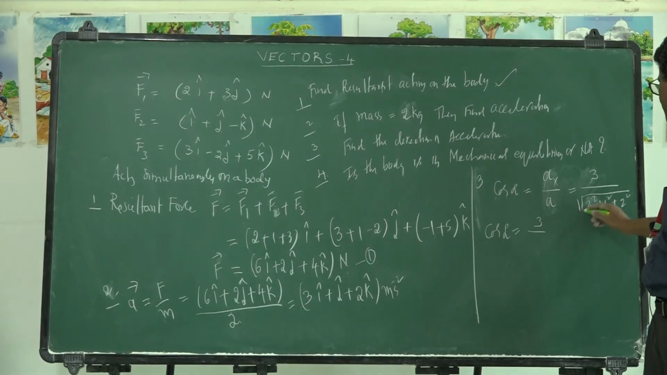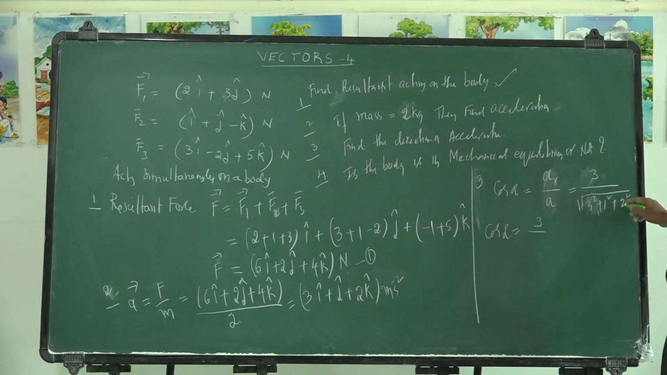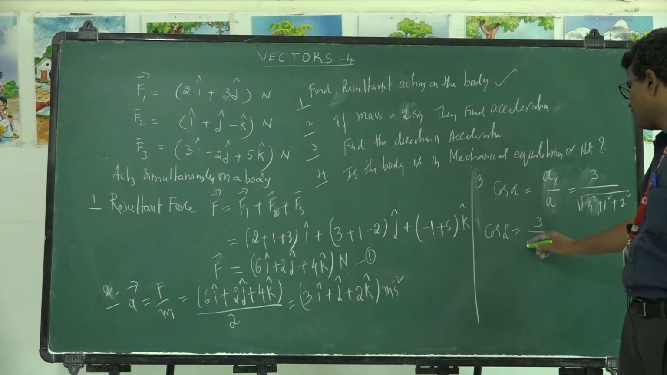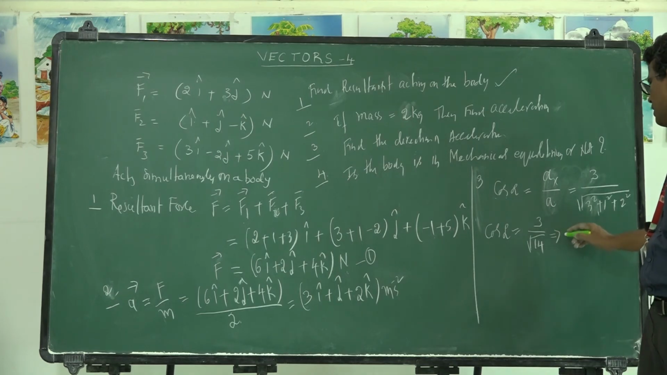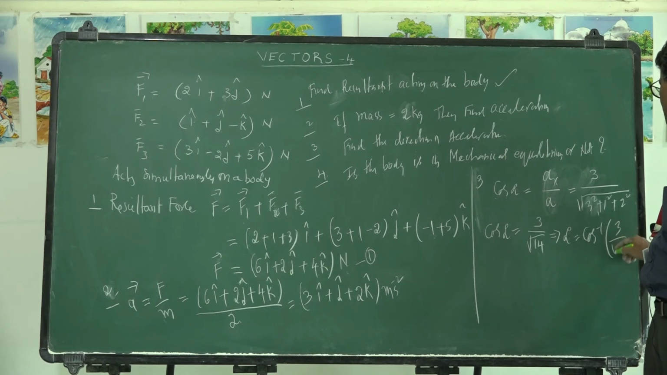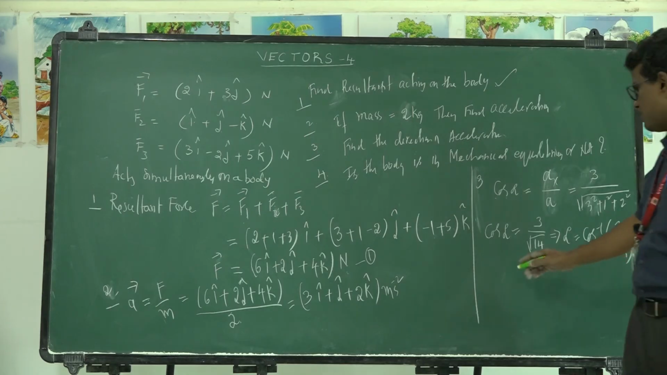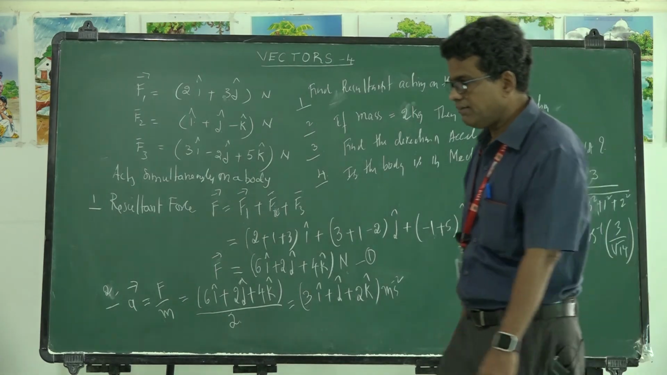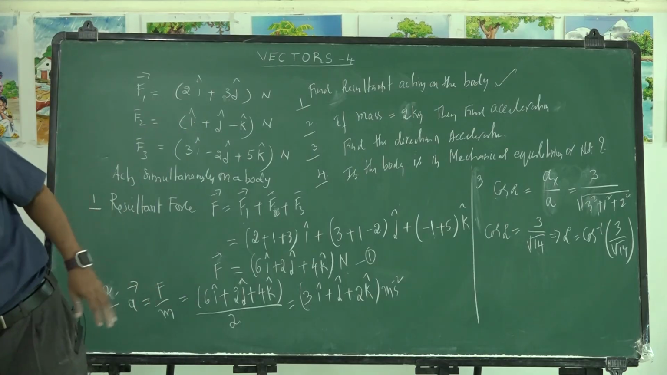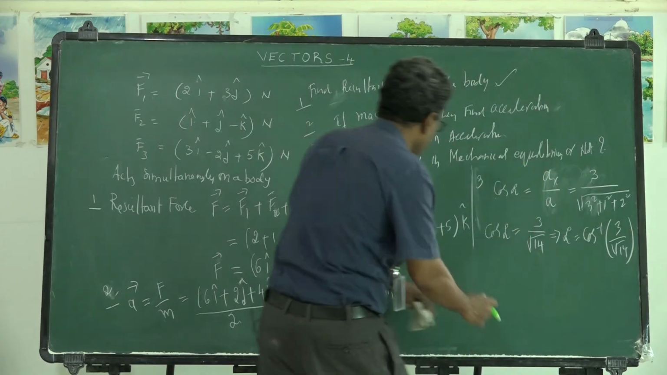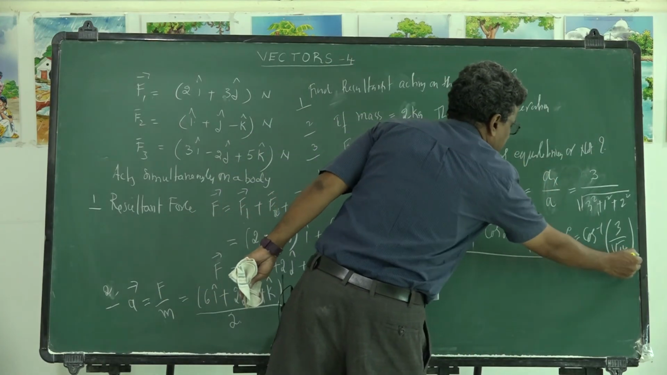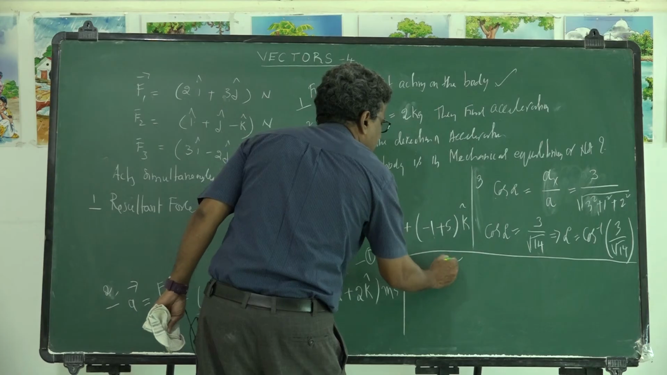So we will get cos alpha is equal to 3 by root of 9 plus 1 is 10, 10 plus 4, root 14. So that gives alpha is equal to cos inverse 3 by root 14. This is the direction of acceleration. Alpha is the angle made by the vector with the x-axis. This is the direction with the x-axis. What is alpha here?